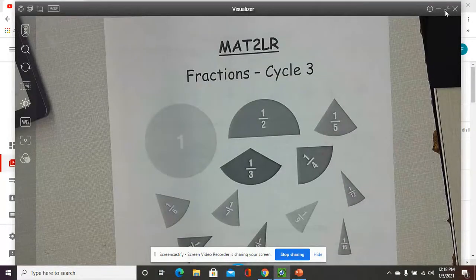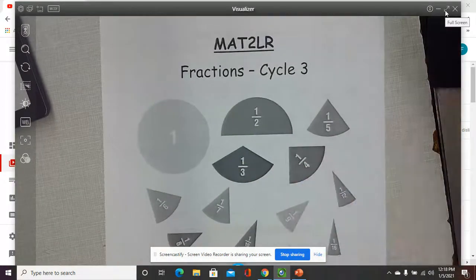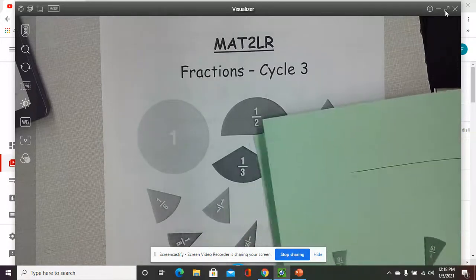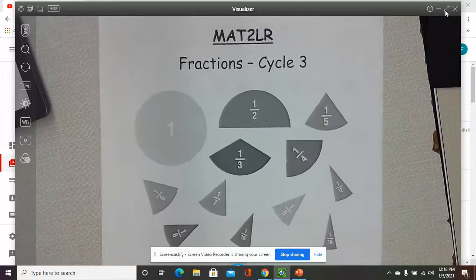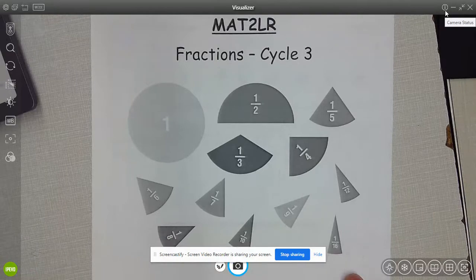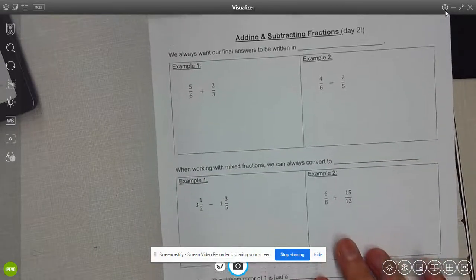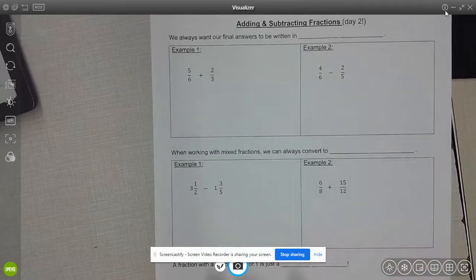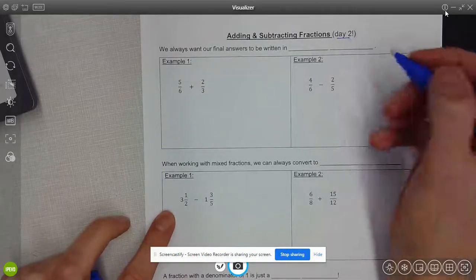So I'm going to, again, switch my camera so you can see what I'm writing on my desk. And again, this is work with fractions. So we're going to be in our green booklet. I know my paper is white, but yours will be green. So again, you might want to pause the video to find your booklet. We're going to move on from what we did in the last lesson. And we are going to work on adding and subtracting fractions day 2.